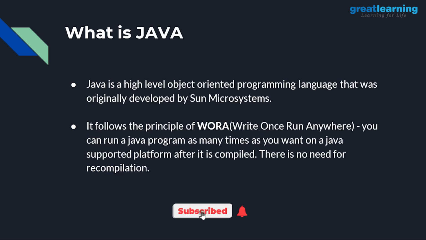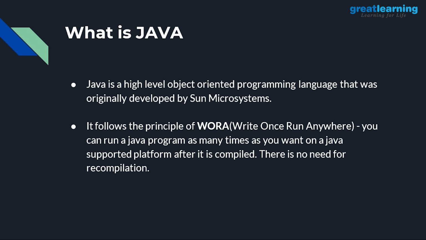So now let's talk about what is Java. Java is a high-level object-oriented programming language that was originally developed by Sun Microsystems. What do you mean by high-level? Basically, there is a thing called low-level and high-level. A low-level language is much closer to machine code or assembly language, where there is zero or little abstraction. Abstraction means hiding the unnecessary information and giving what is required. There was no such thing in low-level language. In Java, there is strong abstraction, so this is a high-level language.